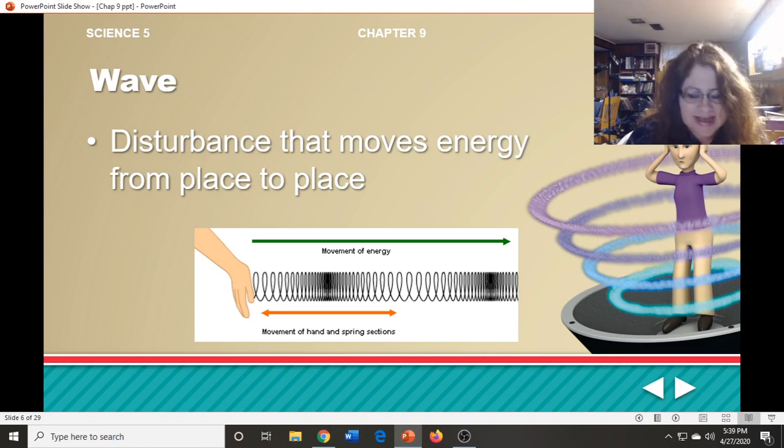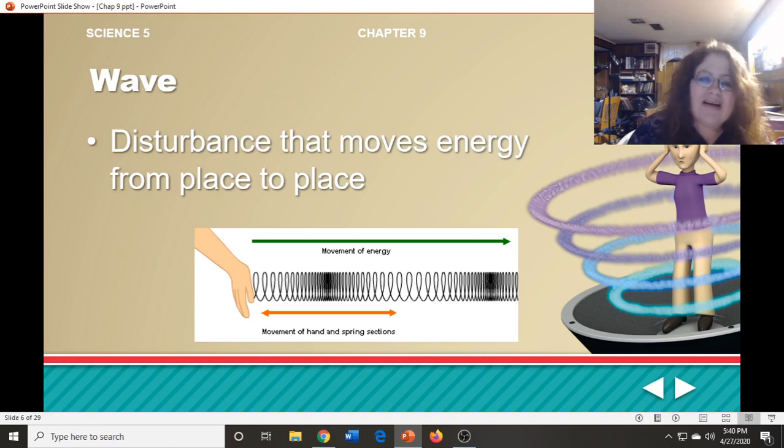Next paragraph says, sound energy moves from the vibrating object to the ear. You hear sounds because the vibrations of sound energy cause your eardrum to vibrate. As the vibrations are carried through the bones of your middle ear, the vibrations are changed into nerve messages. Your brain then interprets these messages and tells you what you hear.